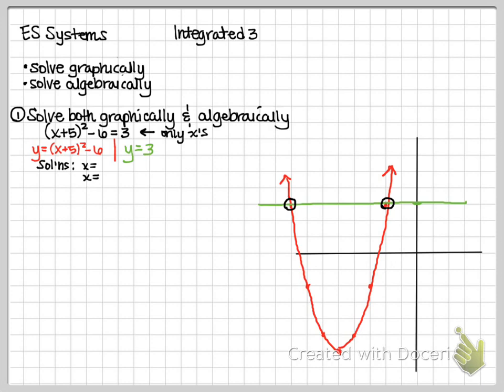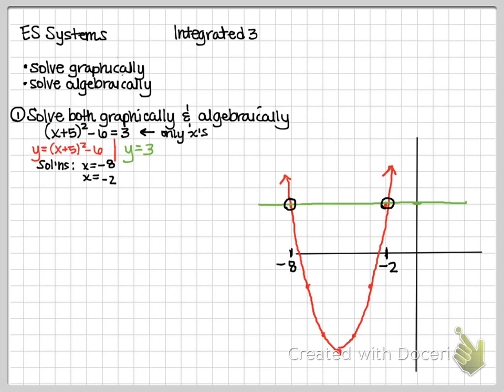So if I go through and I figure out where these are located, it looks like this is going to be at x equals -2 and x equals -8. So I would write those down as my two answers, x equals -8 and x equals -2. Okay, I already know what the solutions are going to be now because I've solved it graphically, but let's go ahead and do this algebraically.